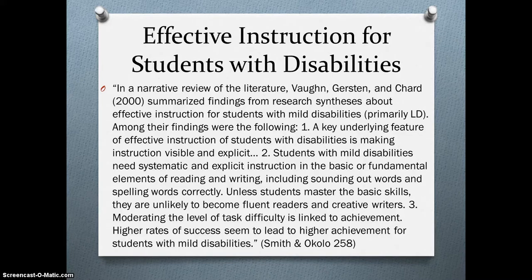And then the third, moderating the level of task difficulty is linked to achievement. Higher rates of success seem to lead to higher achievement for students with mild disabilities. And that's pretty much saying what we already know. When we make things individualized for kids, when we make sure it's at their level of task, their level of ability, it's more successful. And it also tells us that those effective instructions, obviously we're going to have the visual in there, and we need that explicit, direct instruction. And we need to have instruction on the basic fundamentals, reading and writing.